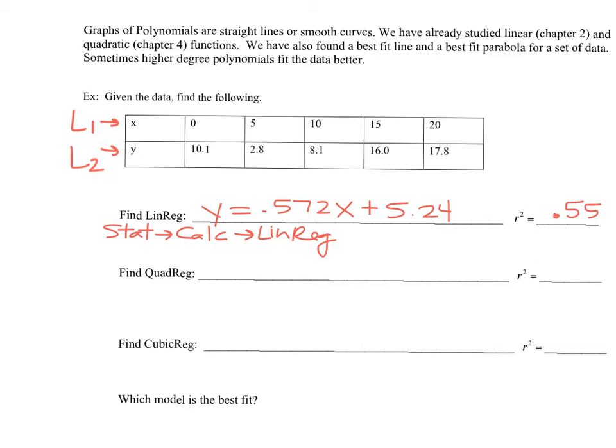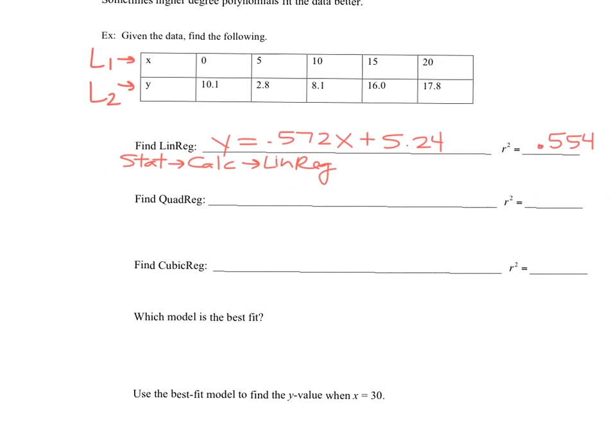0.55. Okay, we'll just call it 0.55. And we'll call it 0.554. Yeah, let's just do 3, unless I tell you otherwise. Do 3 decimal places. Okay? It's as easy as that.